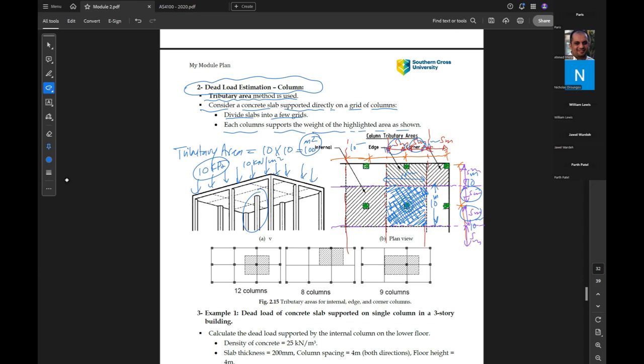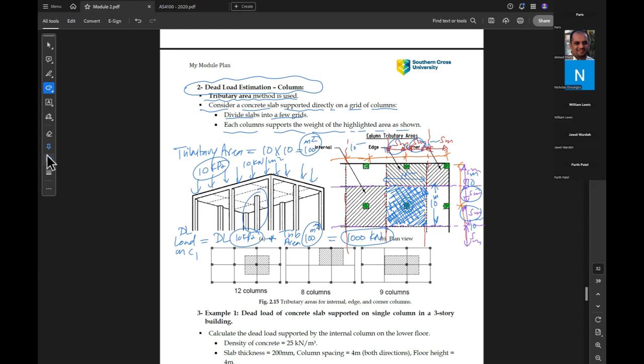So how much is the load on this column? The dead load on the column will be 10 kilonewton per square meter times what? The tributary area. Yes, times 100 square meters. So it will be 1,000 kilonewtons.